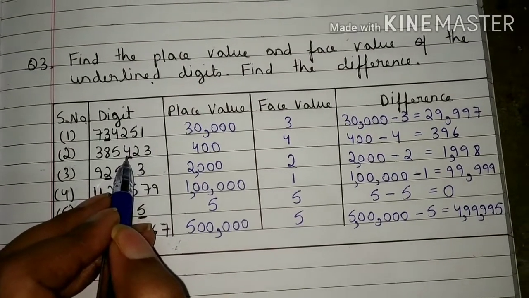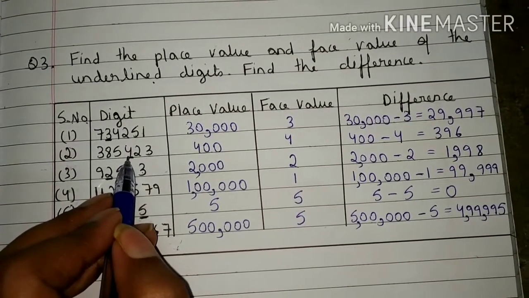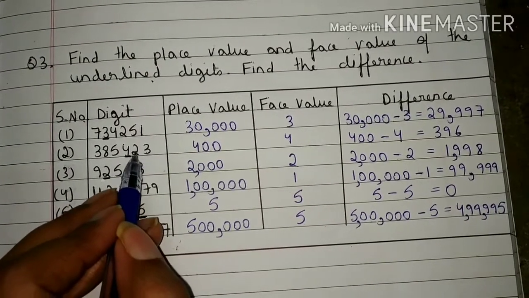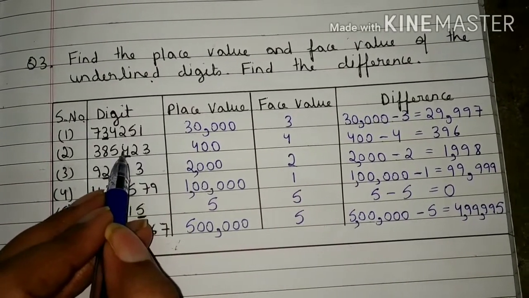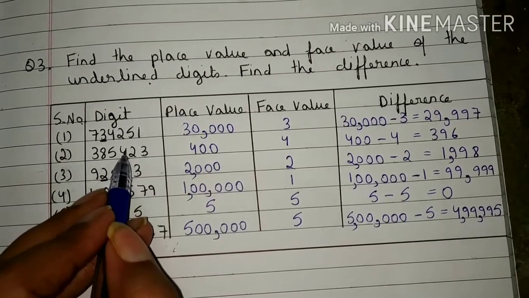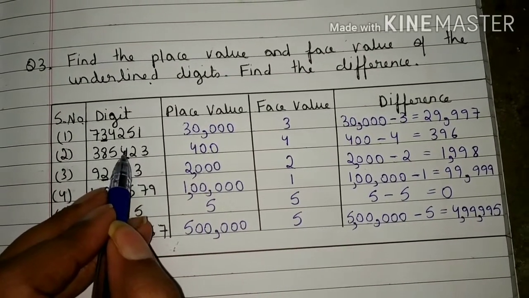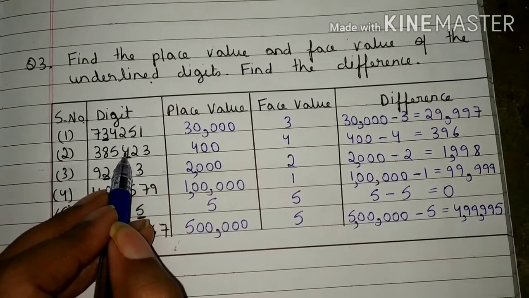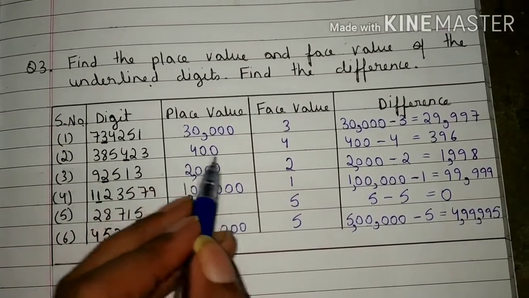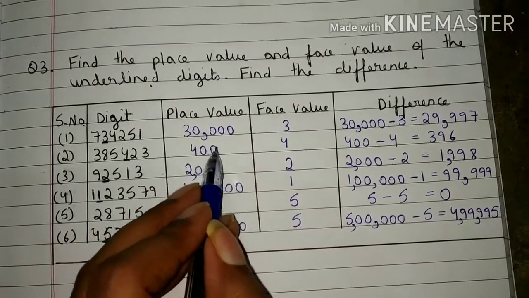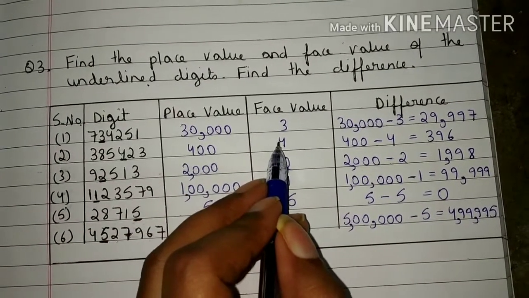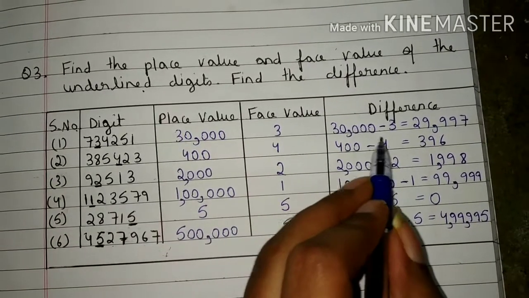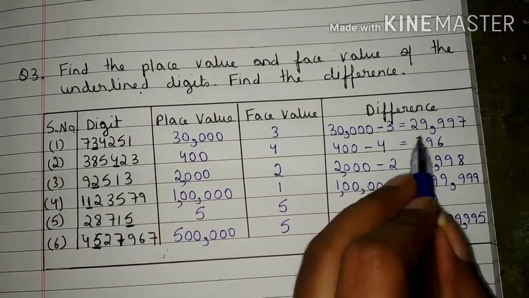Second question. Students, in this question underlined digit is 4. So you have to find the place value and face value of 4. Students, this is ones place, tens place, hundred place. Students, you can see that 4 is at 100 place. So place value of 4 is 4 into 100 is 400. Place value of 4 is 400. Face value of 4 is 4. Difference is 400 minus 4 is 396.